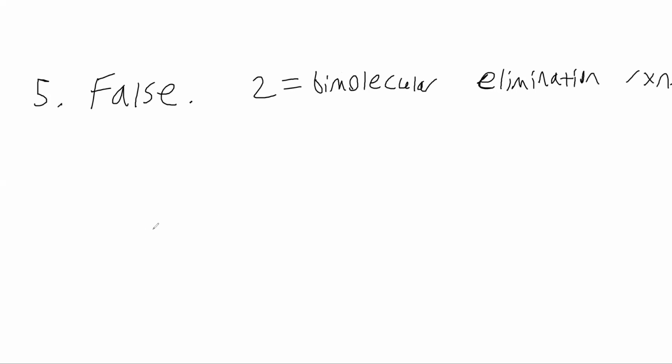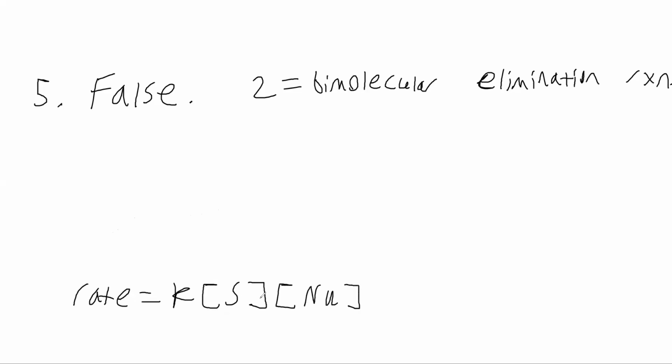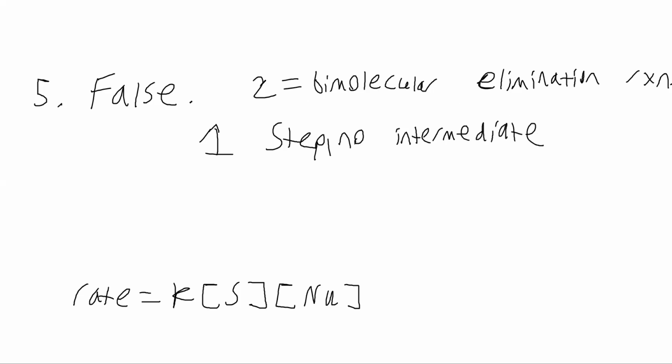And it's bimolecular for the same reasoning as SN2 was bimolecular nucleophilic substitution, because the rate law depends on both the substrate and the nucleophile. It depends on 2 things, so it's bimolecular. And it depends on both because everything happens at the same time. That's another thing. It's only 1 step. There's no intermediate. So that part of the statement was false, along with what the 2 stood for being false.